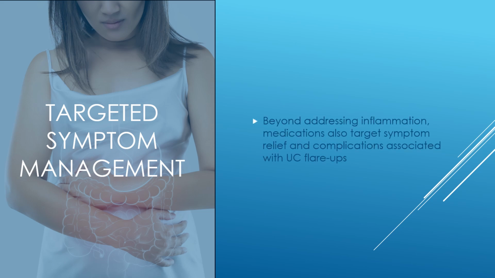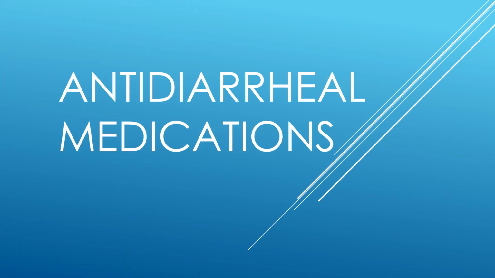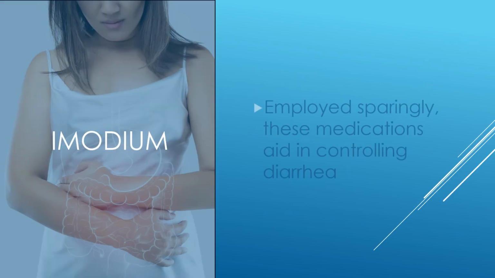Targeted symptom management. Beyond addressing inflammation, medications also target symptom relief and complications associated with UC flare-ups. Antidiarrheal medications. Imodium, loperamide. Employed sparingly, these medications aid in controlling diarrhea. However, their usage requires careful monitoring due to the risk of exacerbating toxic megacolon, a severe complication of UC.